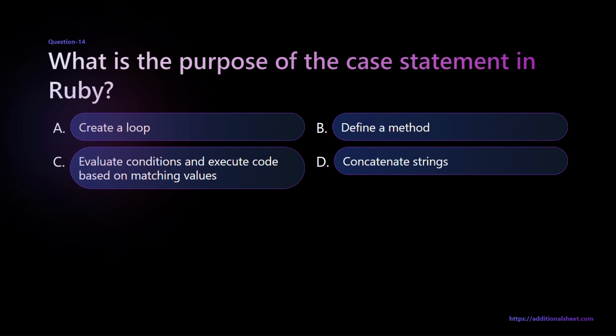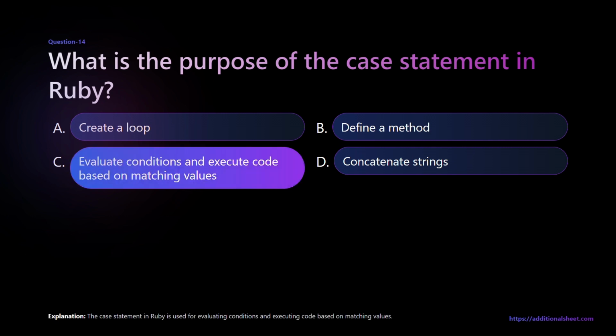What is the purpose of the case statement in Ruby? Option A, create a loop. Option B, define a method. Option C, evaluate conditions and execute code based on matching values. Option D, concatenate strings. The correct answer is option C, evaluate conditions and execute code based on matching values.